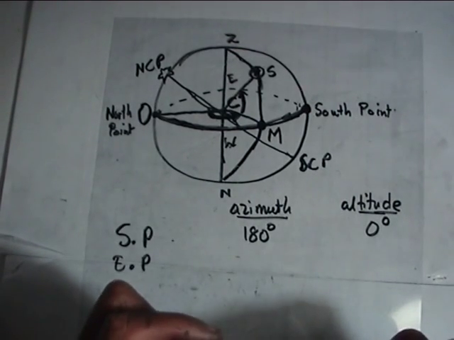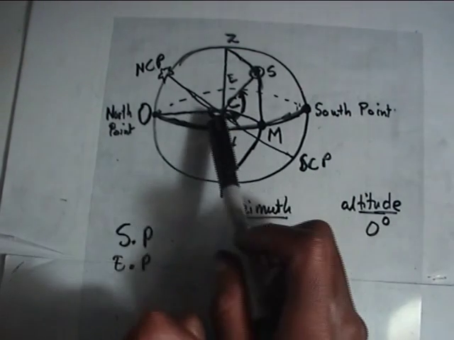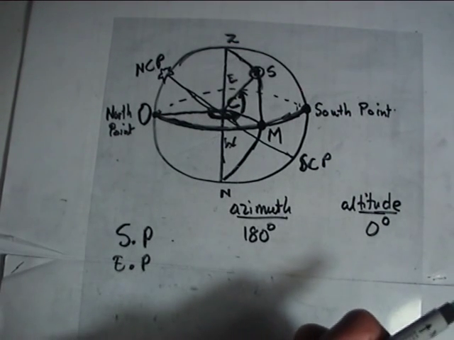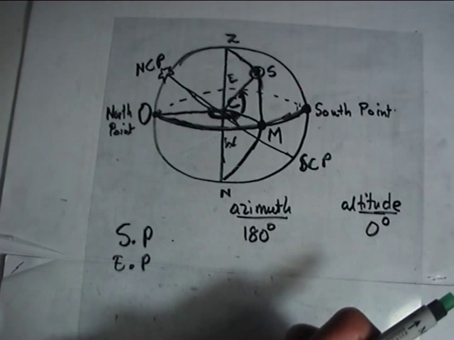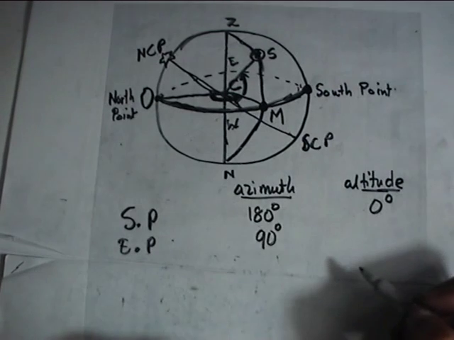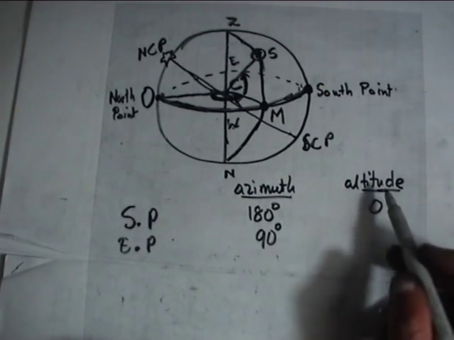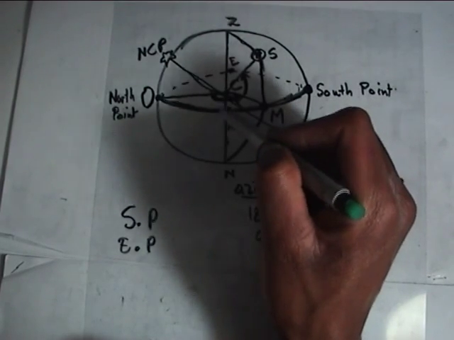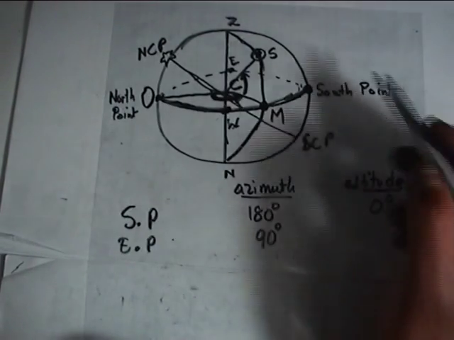The east point. For this person, we measure azimuth in the easterly direction. So this east point is at 90 degrees. And then since it's a point on the horizon, it's always a point on the horizon, the east, west, north, south, they're always on the horizon.